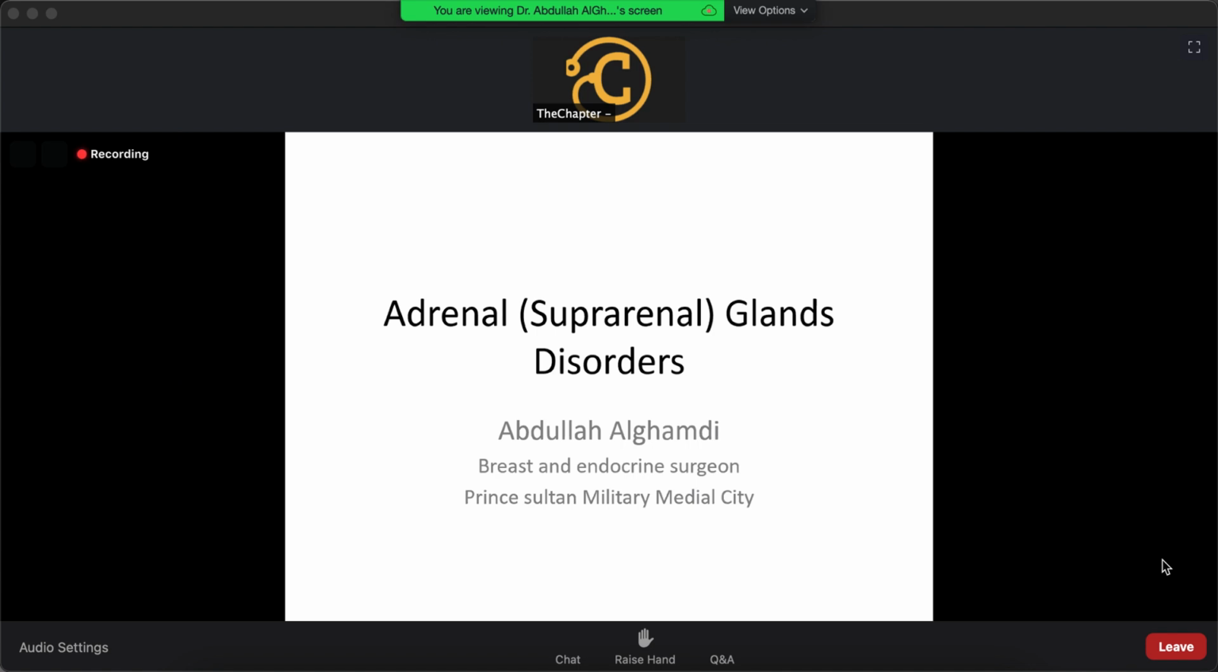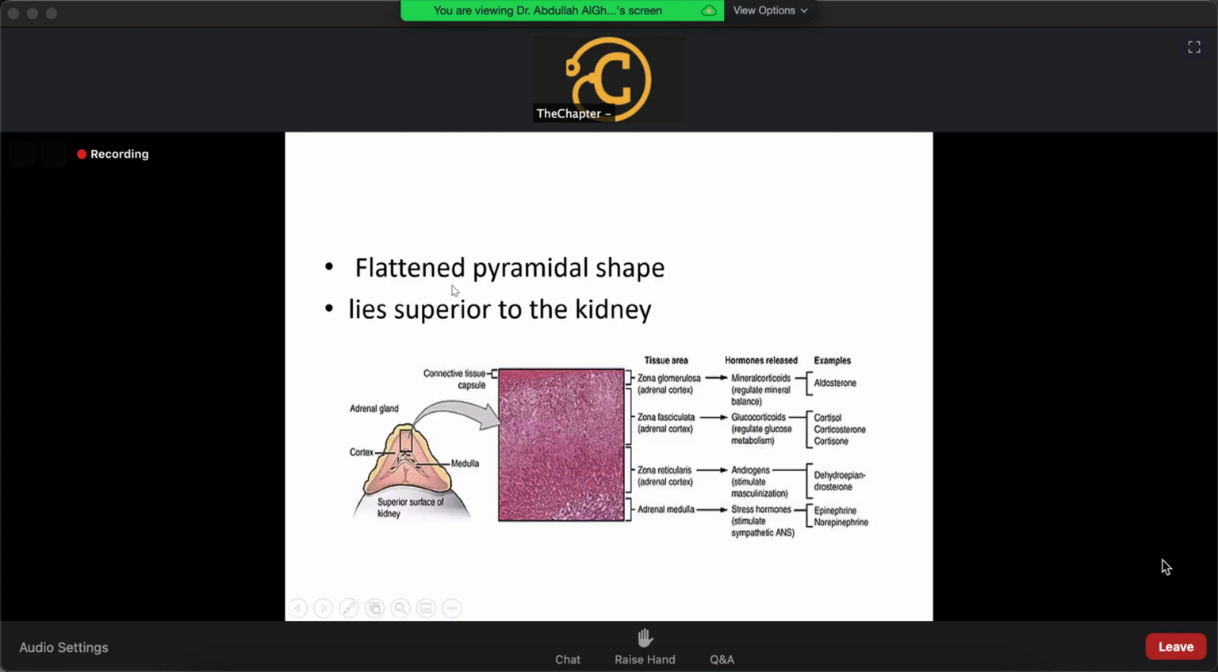So I'm going to highlight the disorders of adrenal glands that are mainly related to us as surgeons. It's a big topic, but I think for surgeons, we have to deal with the conditions that end up needing surgery. Other conditions mainly will be dealt with by internal medicine or the endocrinologist. So to start with, there are two adrenal glands, right and left.